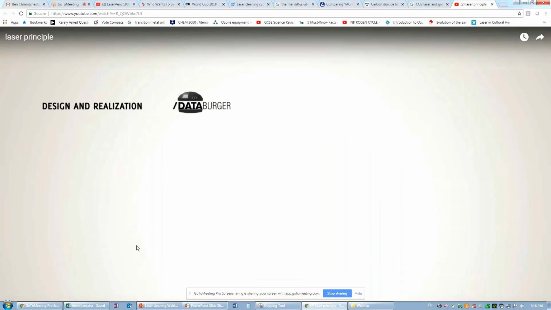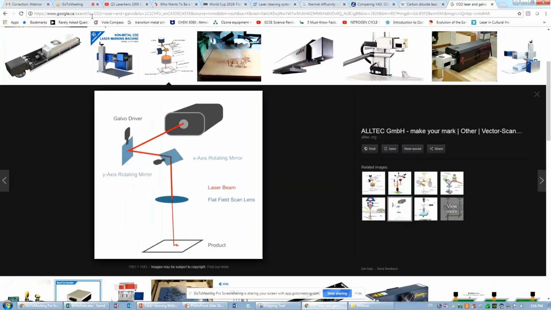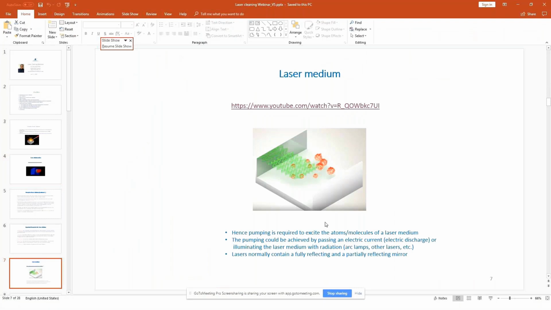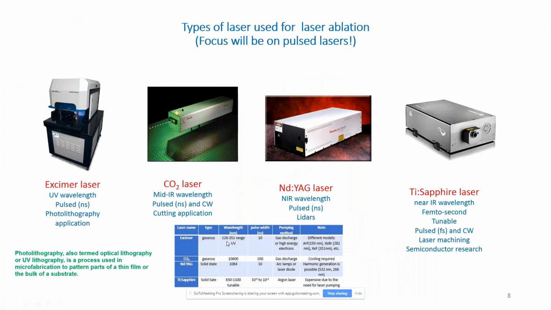So this was basically just the basic introduction to what is the importance of a laser medium, because we'll be talking about this later. So types of lasers that are used for laser ablation. And again, I said focus will be on pulse lasers. So there are many different types of lasers, all the way from UV to mid IR.